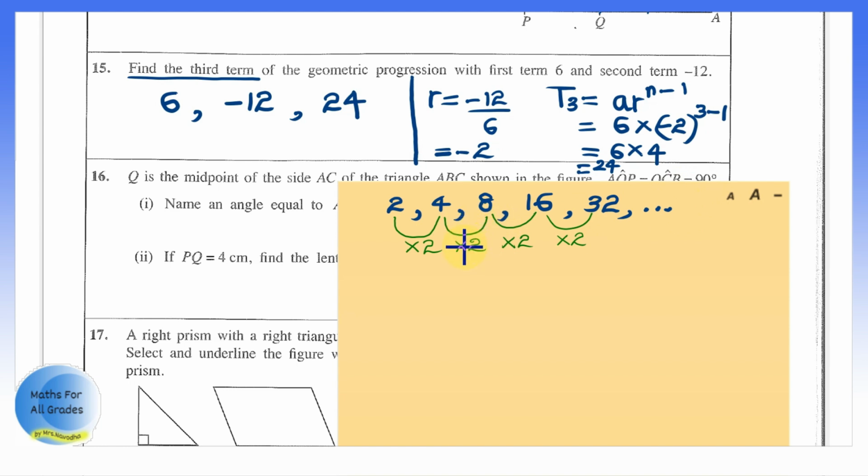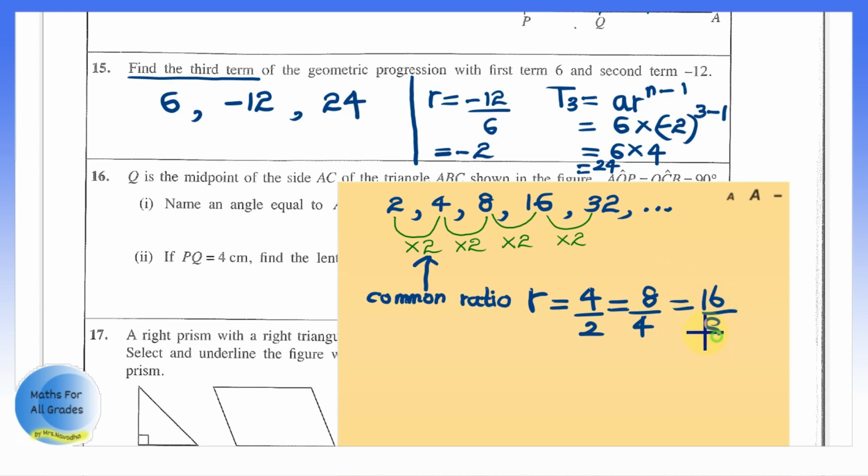Such number patterns we call a geometric progression. And this fixed value is called the common ratio. R is the symbol for the common ratio. To find the common ratio, either we can divide the second term by the first term, 4 over 2, or we can divide the third term by the second term, 8 over 4, or we can divide the fourth term by the third term, 16 over 8, and so forth. Now look at this question again.